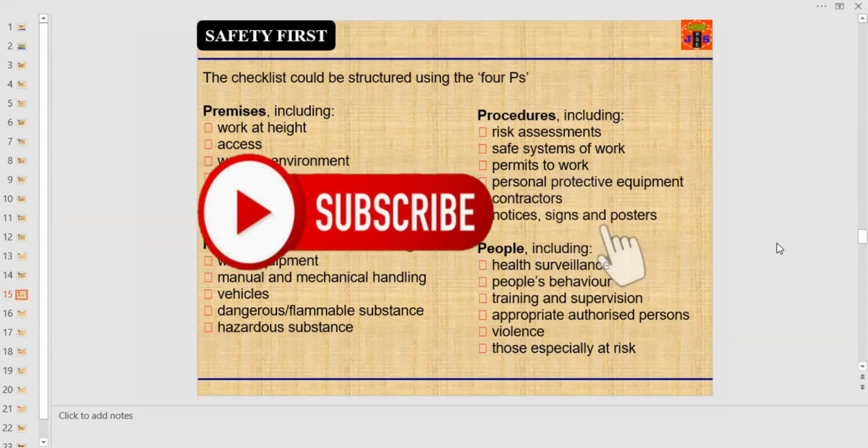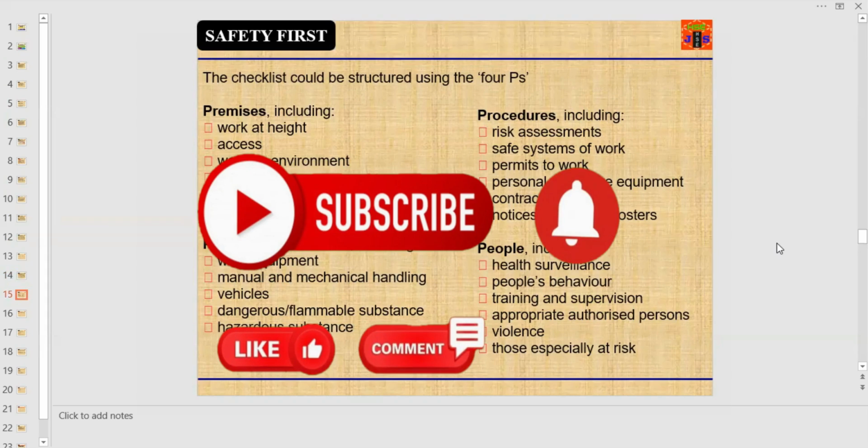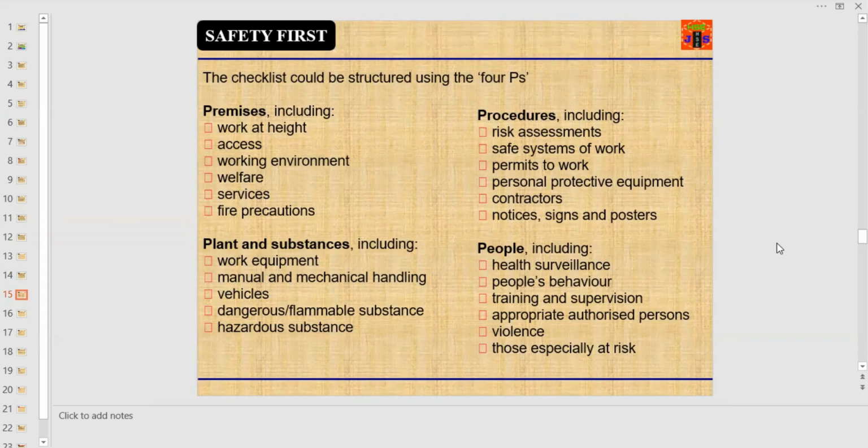Dear friends and fellows, the checklist could be structured using the 4 P's. These 4 P's are premises, plants and substances, procedures, and people. Let us look at them one by one. Premises include working at height, access and egress, working environment, welfare, services, and fire precautions. Plants, equipment, and substances, including work equipment, manual and mechanical handling, vehicles, dangerous flammable substances, and hazardous substances.